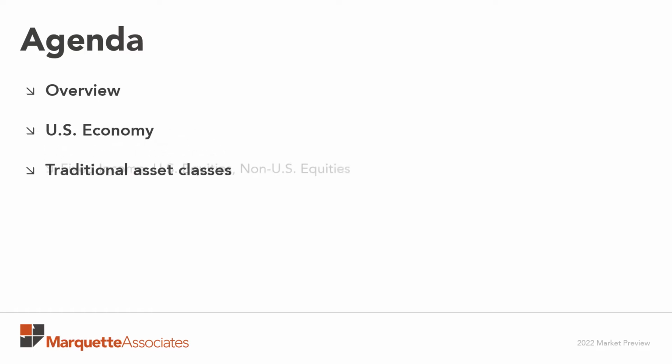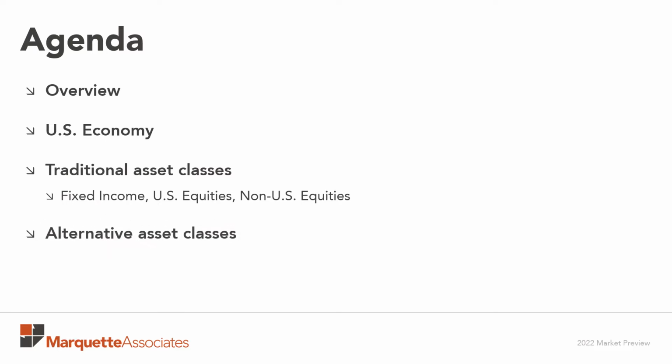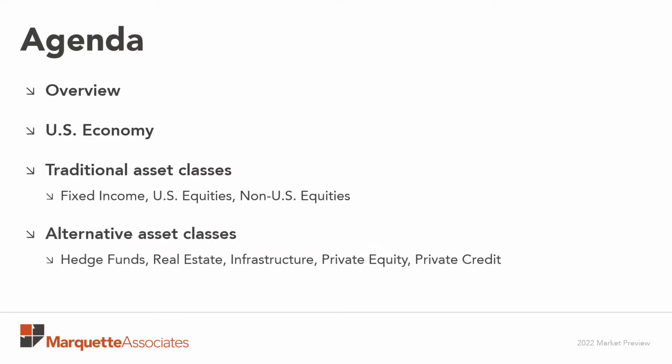In terms of agenda, we will start with an overview of what happened in 2021, as well as the broad themes to watch for in 2022. We will then transition and start with talking about the U.S. economy, since that's the natural backdrop to all the asset classes that will be covered. The traditional asset classes will be fixed income, U.S. equities, and non-U.S. equities. We will then move to the alternative asset class discussion, consisting of hedge funds, real estate and infrastructure, private equity, and private credit.